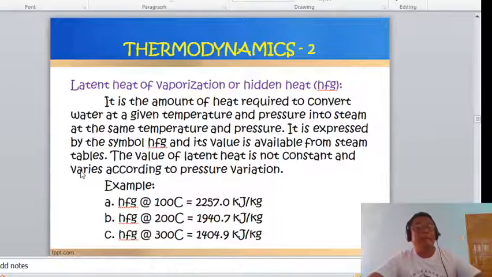Example, okay. Take note class. At 100 degrees Celsius, the enthalpy or the hidden heat, or the latent heat of vaporization, is equivalent to 2257. At 200, that is 1940.7, and at 300 it is 1404.9.